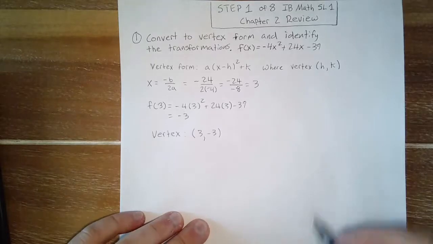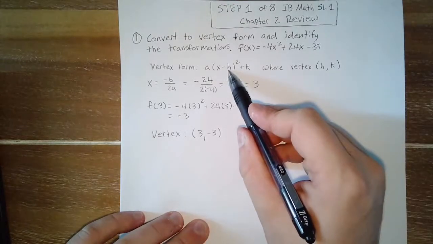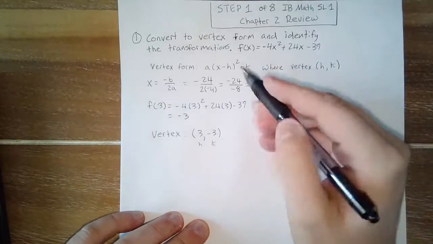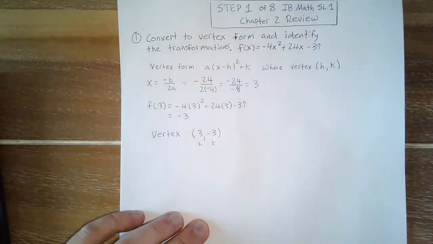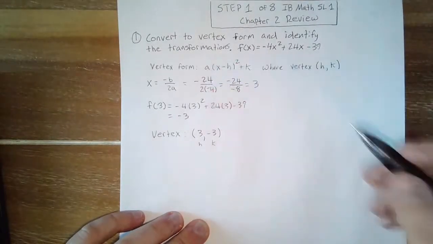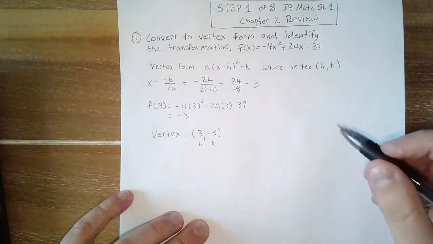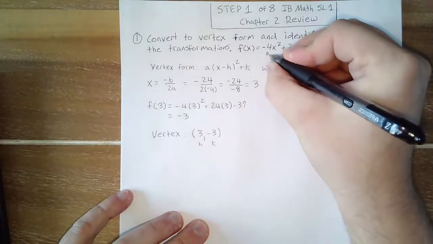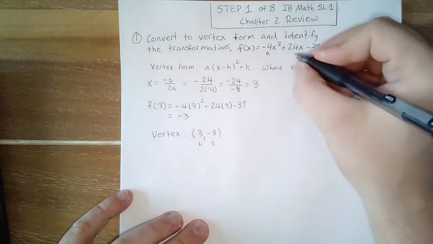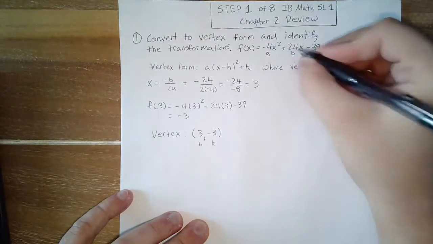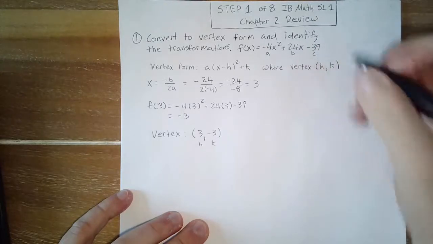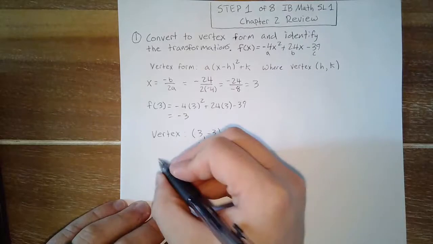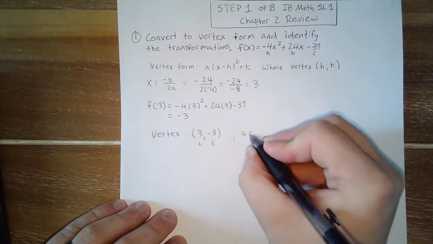So at this point, I have a value for h, I have a value for k, and the only thing that I'm missing in vertex form is this value of a. But when I think about a quadratic, the leading coefficient of x squared is actually a. The leading coefficient for x is b, and our constant is c. So it turns out that I do know the value of a, and we'll just say that a equals negative 4.